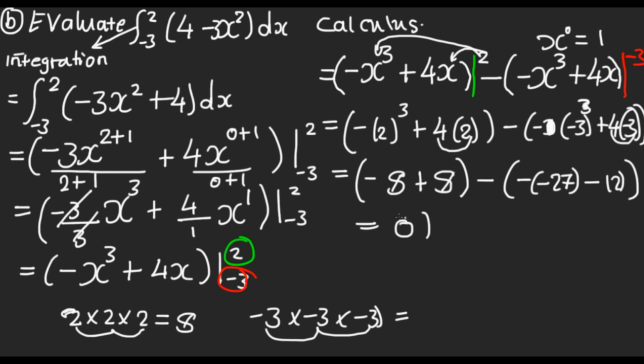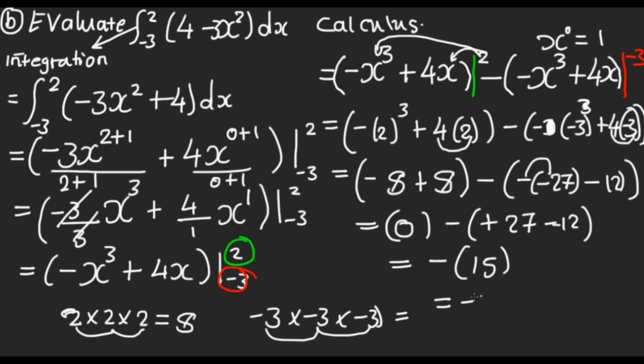So we have 0 in the first bracket, minus negative times negative is plus 27, minus 12. So we can just ignore the 0. Then 27 minus 12 is 15. Then here our final answer is 15. Now since this is the definite integral, you ignore the negative sign, so the final answer should just be positive 15 units. This should be the area. So this is how we can answer the question.